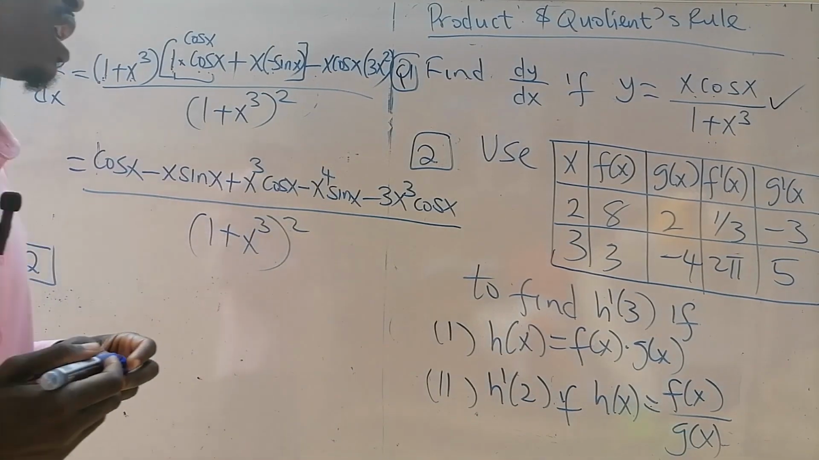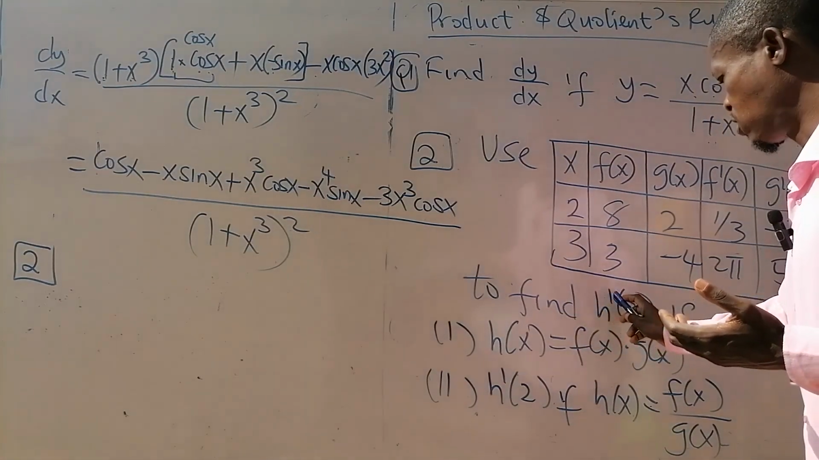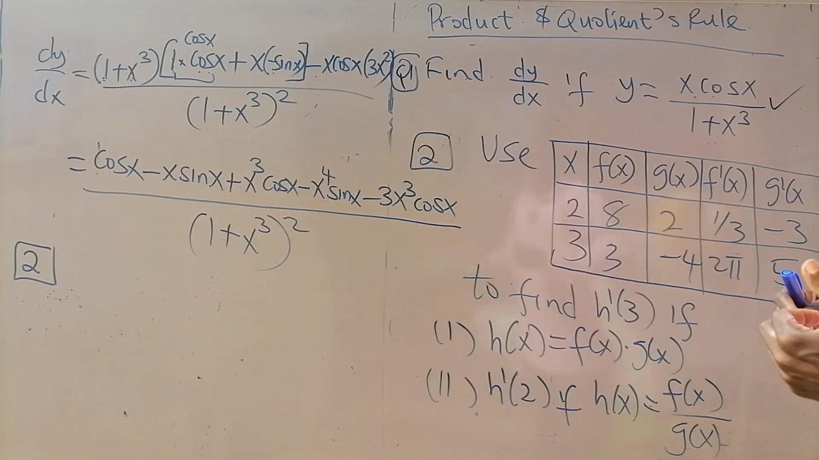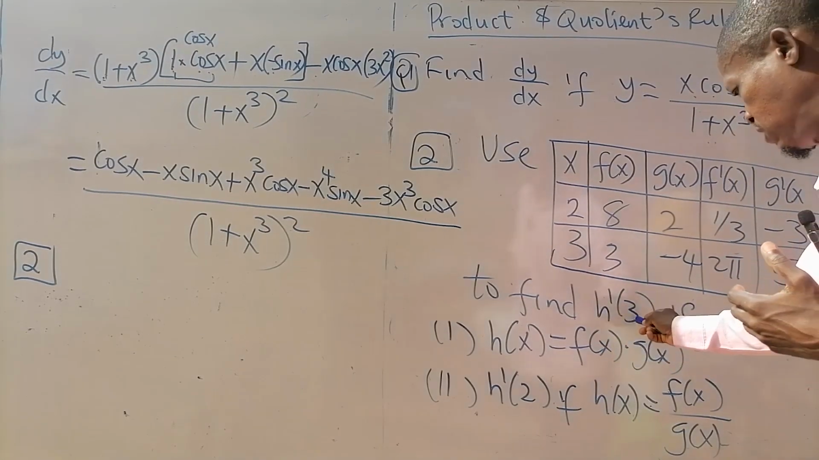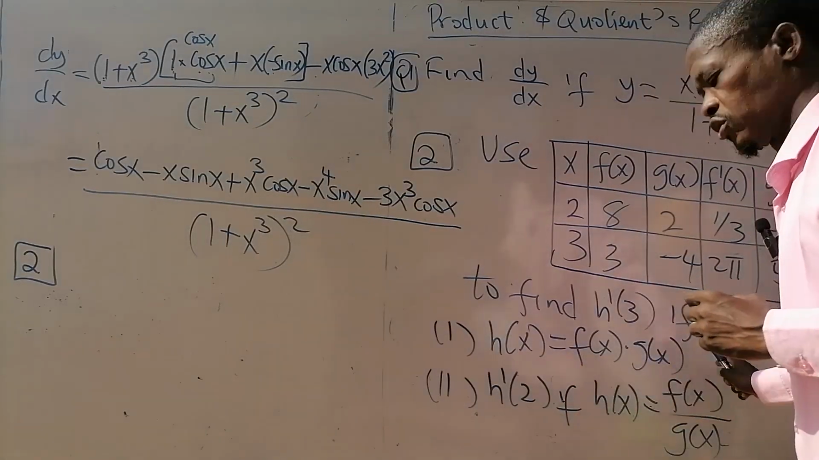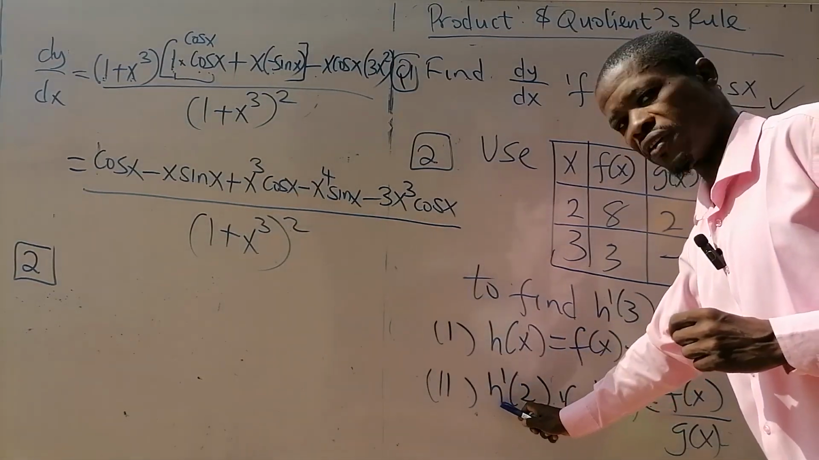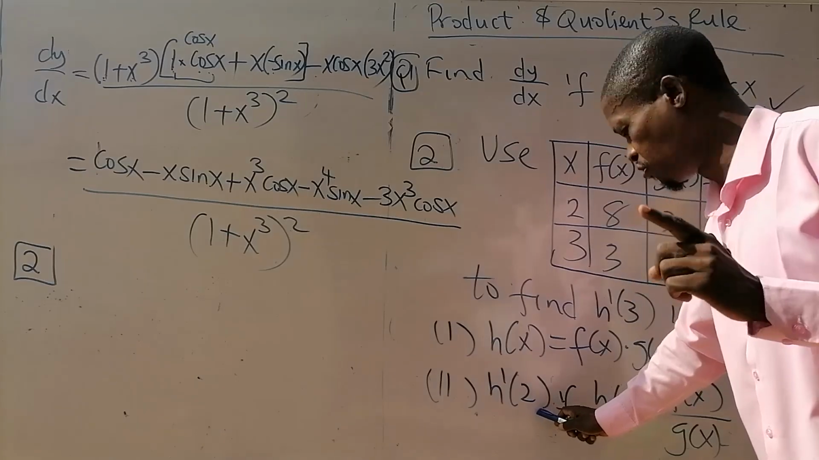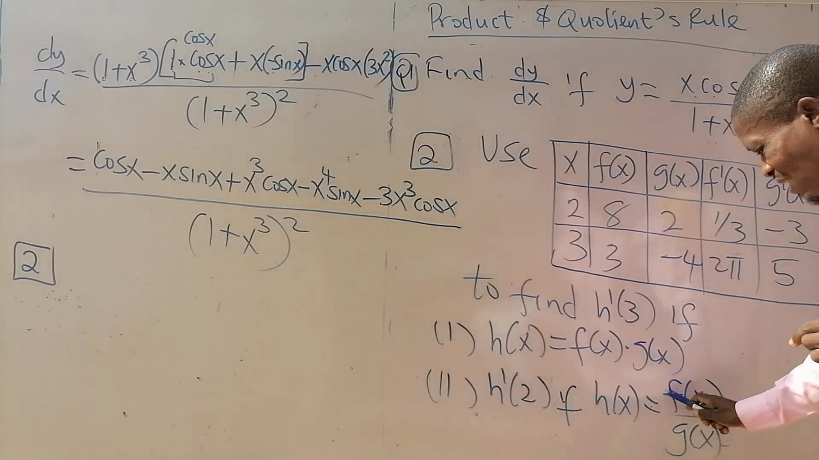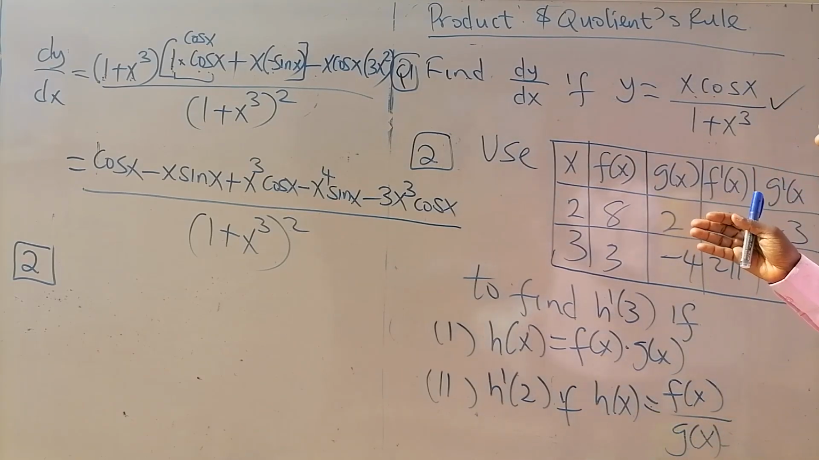The second question says to use this given table, and the table is stated as we can see, to find h prime of 3, the derivative of h at the point x equal to 3, if h of x is this function. And then find h prime of 2, that's the differential coefficient of h at the point when x is 2, if your function is a quotient function, a fraction. So without further ado, let's go straight to the solution.